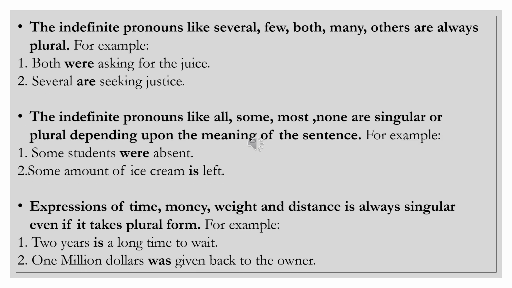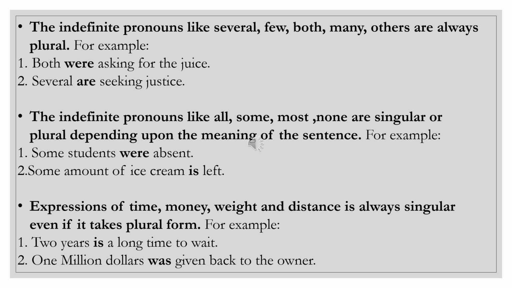Moving on to the next rule, the indefinite pronouns like several, few, both, many, others are always plural. For example, both were asking for the juice. Here, both means more than one, like two. So the subjects are definitely plural, and that's why the verb is also plural. Several are seeking justice. Now, by several, we mean that it's more than one. It's multiple people or multiple entities. That's why the verb is also plural.